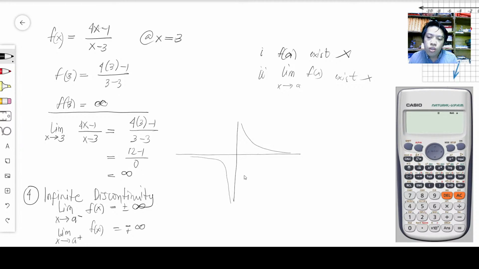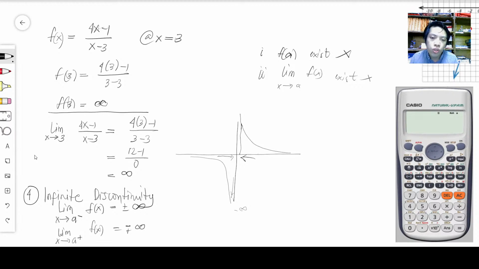So when x is equal to 0, if you are coming from the right, getting closer and closer to 0, the value of the function is approaching positive infinity. And if you are coming from the left, approaching 0, the y value becomes negative infinity. If that's the case, we have what we call the infinite discontinuity.